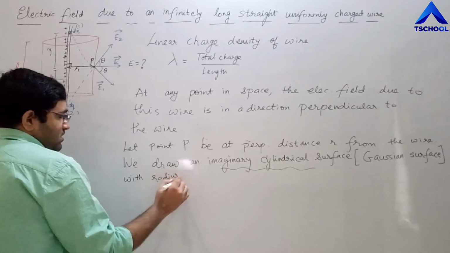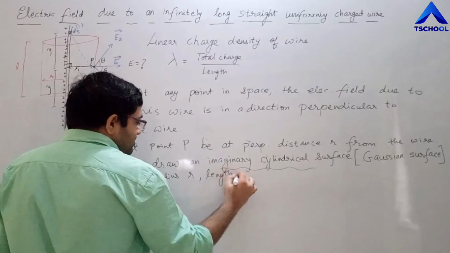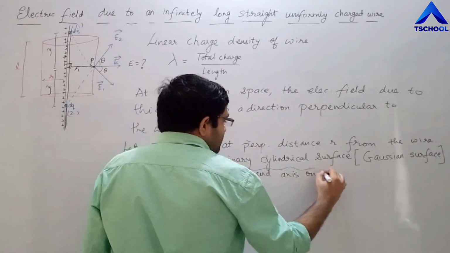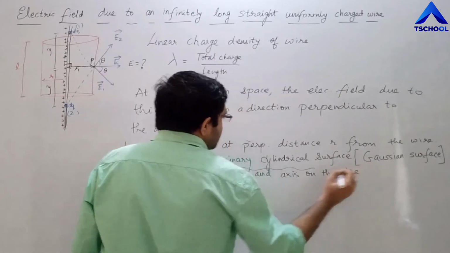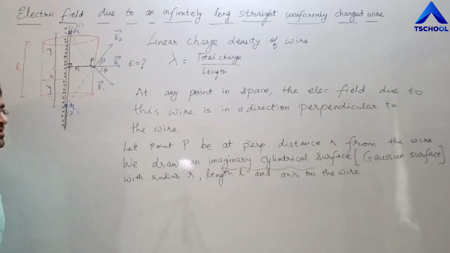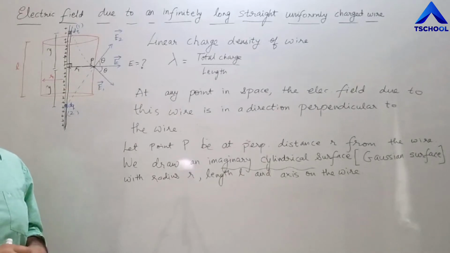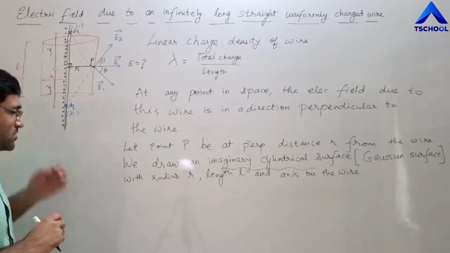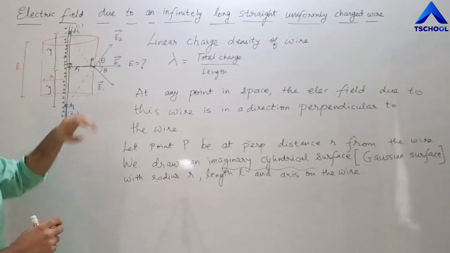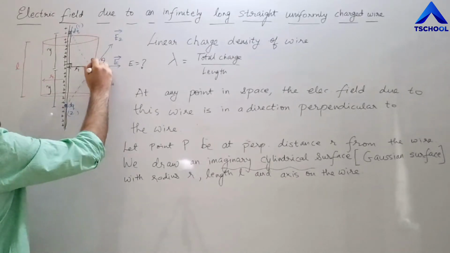radius R, length L, and axis on the wire. Right? So we are taking the cylinder such that the axis of the cylinder is on the wire exactly. So that automatically means that point P is on that cylinder. So what we'll do now is that for this cylindrical surface, which is a closed surface, we will use the Gauss law and we will find out the electric field at this point.